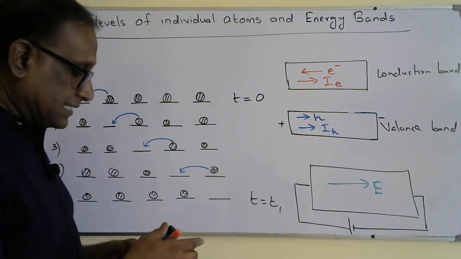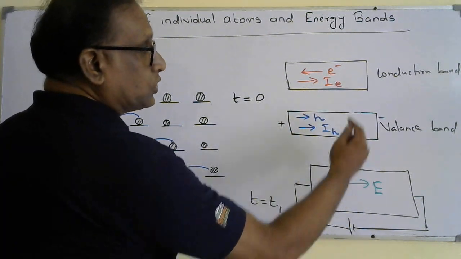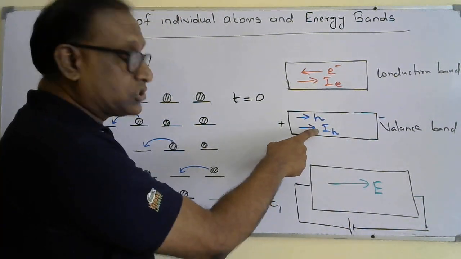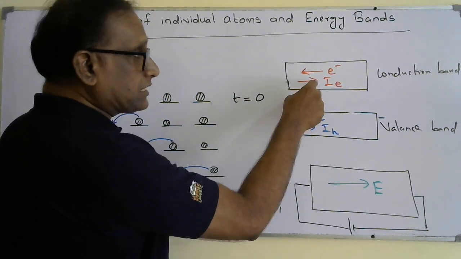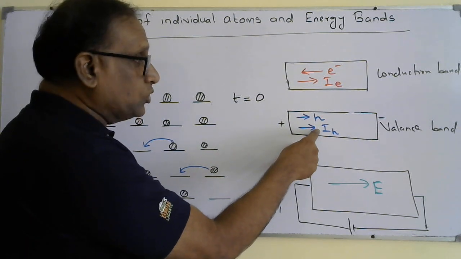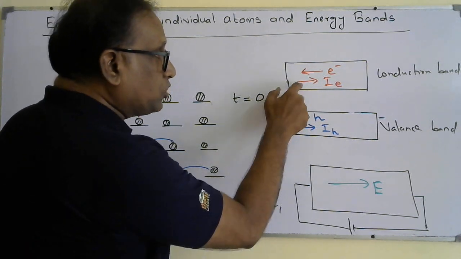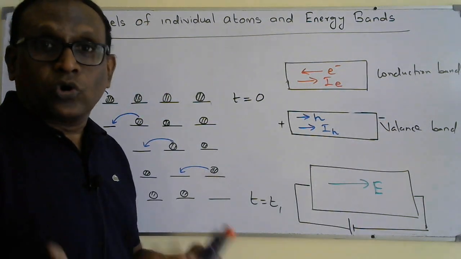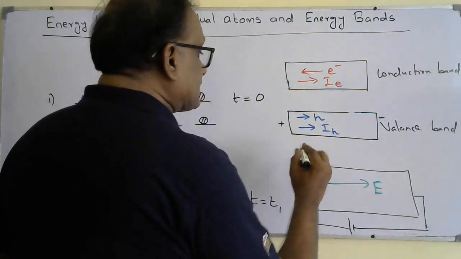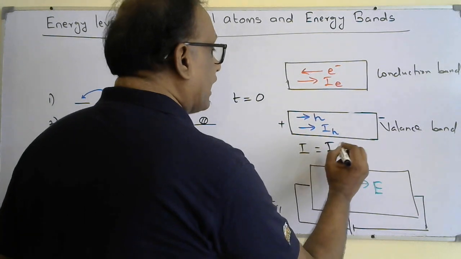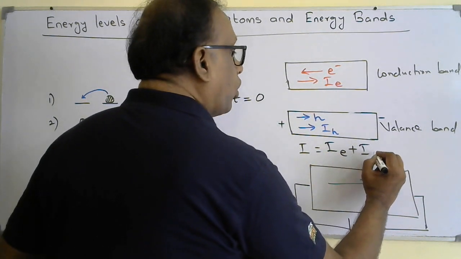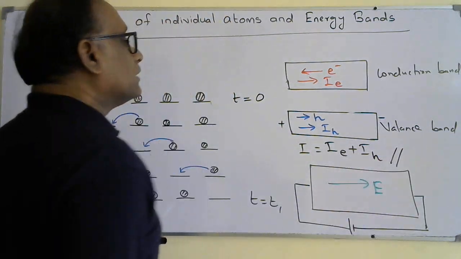Now you can see the direction of current due to conduction electrons and the direction of current due to holes, both are towards right. That means both are in the same direction. Therefore, I can say the current flow in the semiconductor is equal to the current due to conduction electrons plus the current due to holes. Important conclusion.